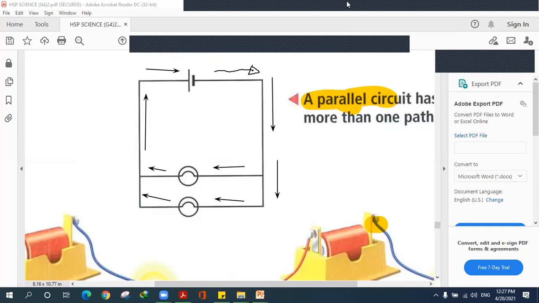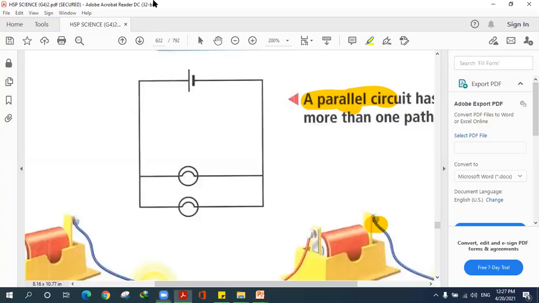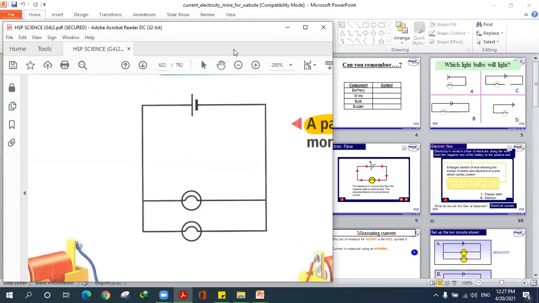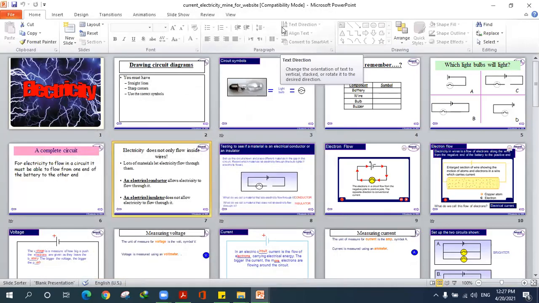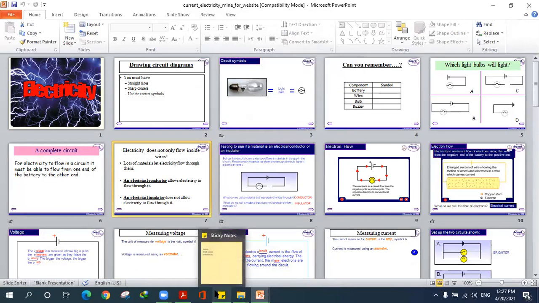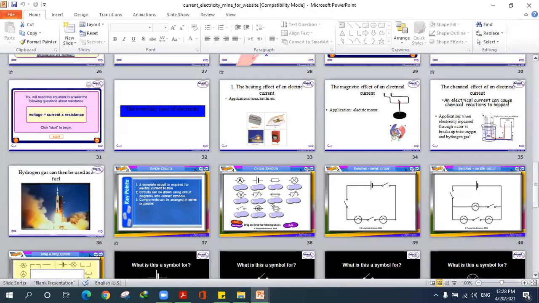So today we learned different things. We learned that we have two types of electricity from last time. And we have conductors and insulators, if you guys remember. Conductors are materials that allow electricity to move through them. And insulators are materials that do not allow electricity to move through them.